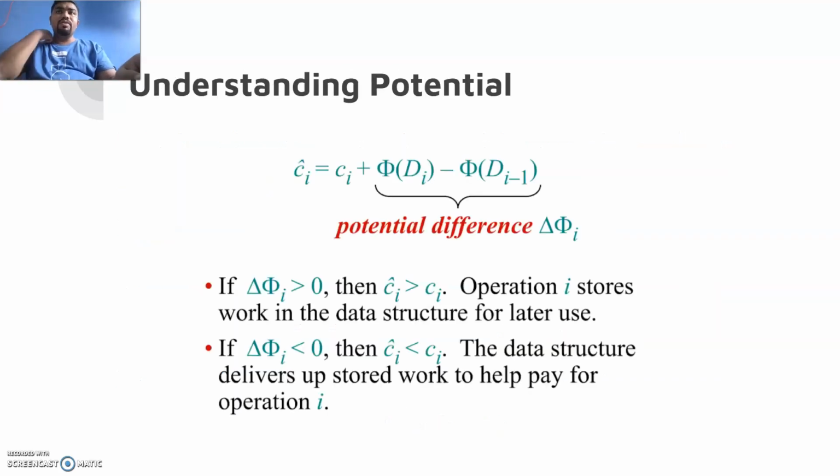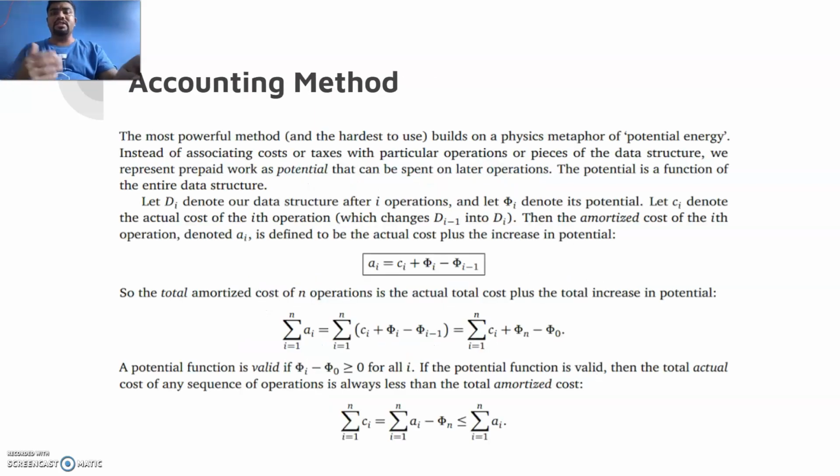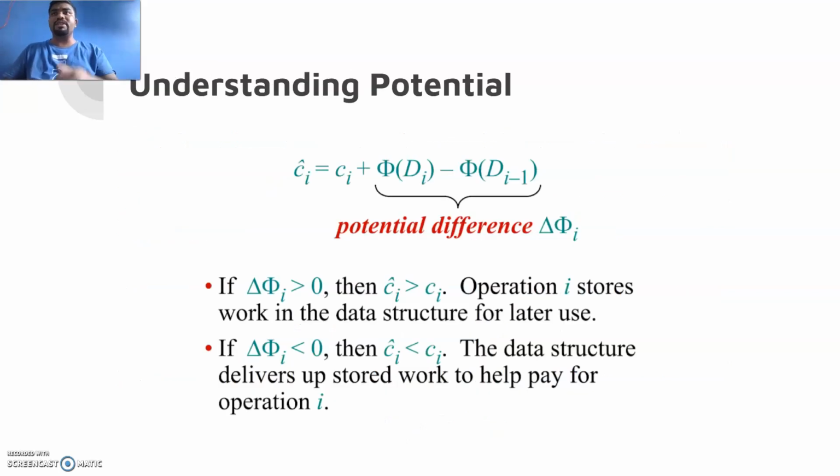In the last slide we saw that the amortized cost is a_i. We can also represent it as c_i dash, which is equivalent to c_i plus the potential difference. Now, why do we add the potential difference? Because we want our amortized cost always to be greater than the actual cost. Why do we need it? So that later we could use this stored up energy in the times when it's required.